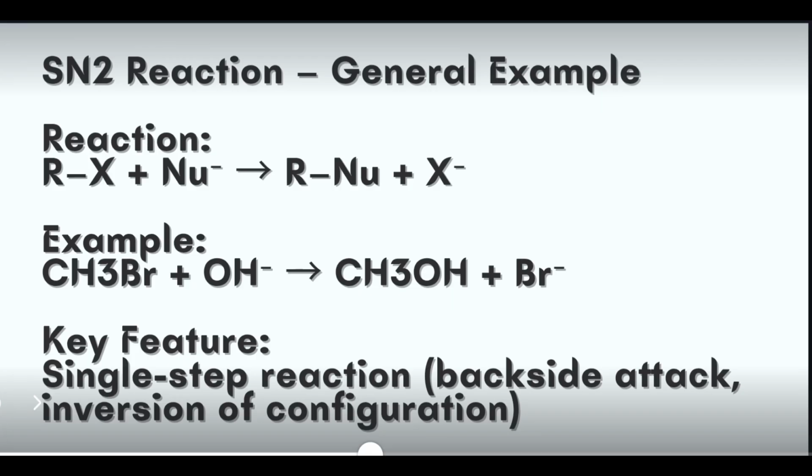Rx plus Nu minus gives rise to R-Nu plus X minus. This will happen in a single step. So we will see the example: CH3Br plus OH minus gives rise to CH3OH plus Br minus. Here the key features are a single step reaction, backside attack, and inversion of configuration.